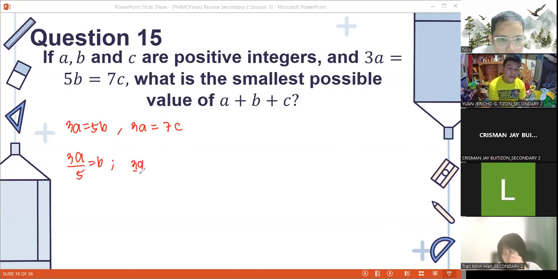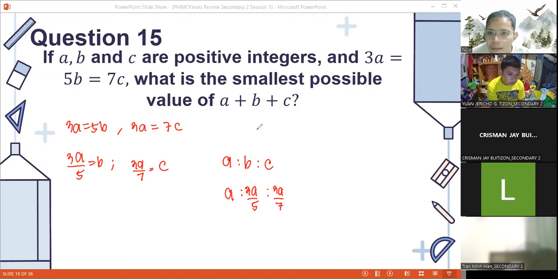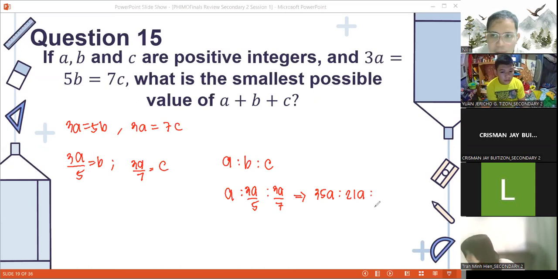And then 3A over 7 is equal to C, right? So we'll have it as A is to B is to C, which is A is to 3A over 5 is to 3A over 7. So we can multiply everything by 35. So this is 35A, and then 21A, and this is 15A.